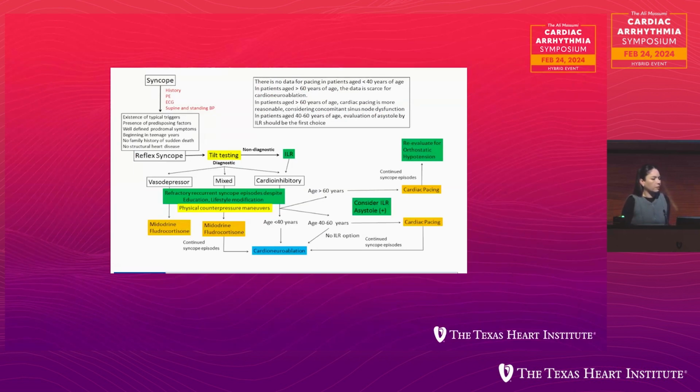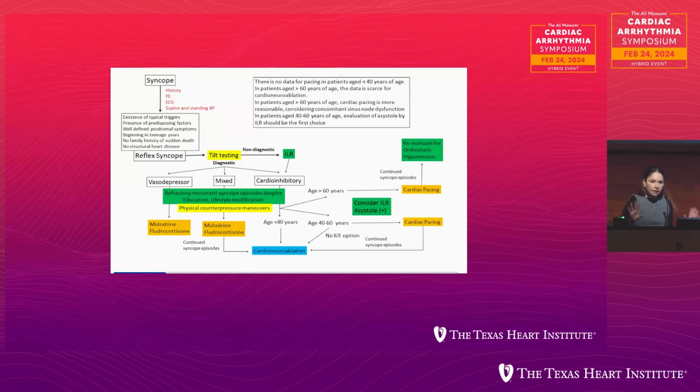So again, just talking about, you get a patient with syncope, you do the steps that we talked about. Once we go to the tilt table testing step, we determine what type of syncope we're dealing with if, of course, our test is positive. And we see here that on the side of the vasodepressor, that's where our midodrine, our fludrocortisone, those types of medications will help. Of course, we're going to advise everybody all these conservative measures of compression stockings, increased fluids, electrolytes, salt, all those things.